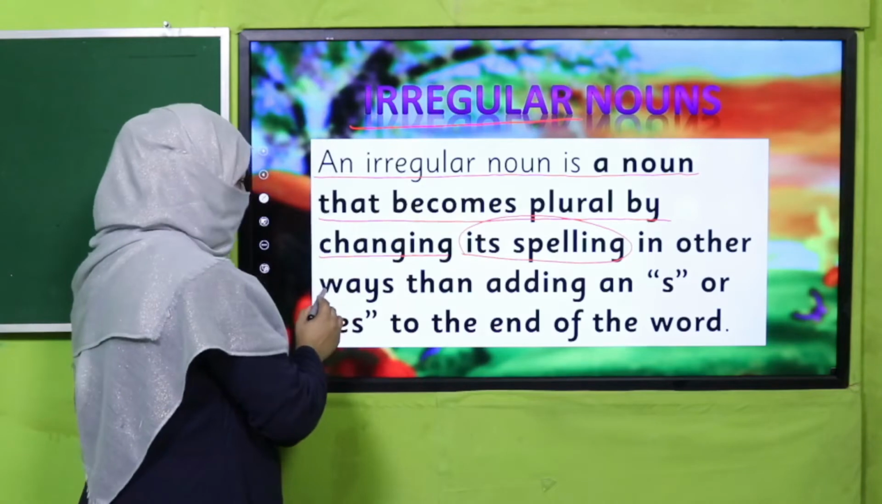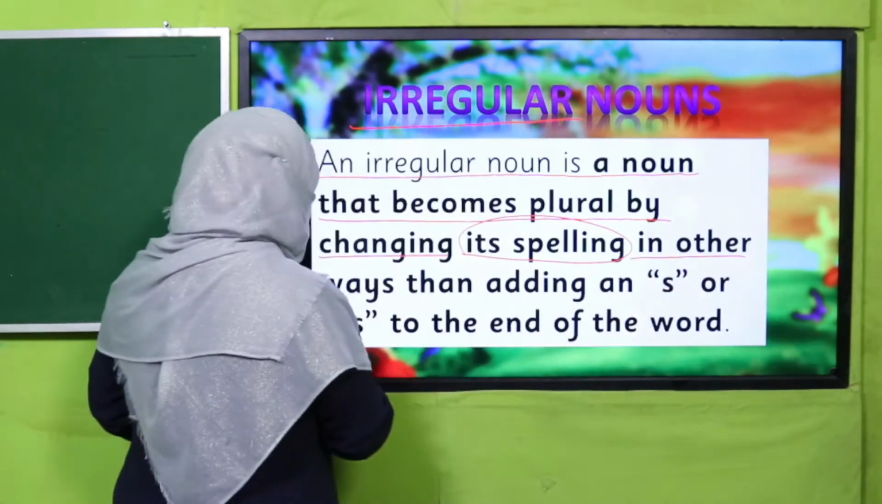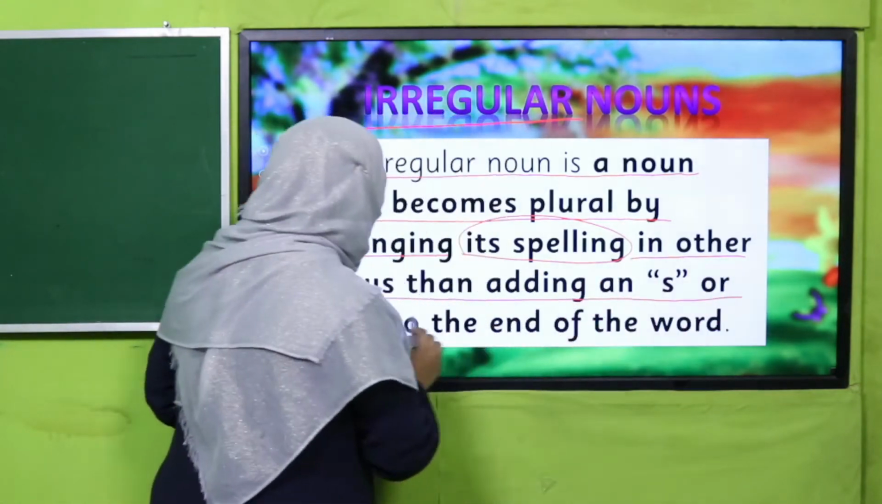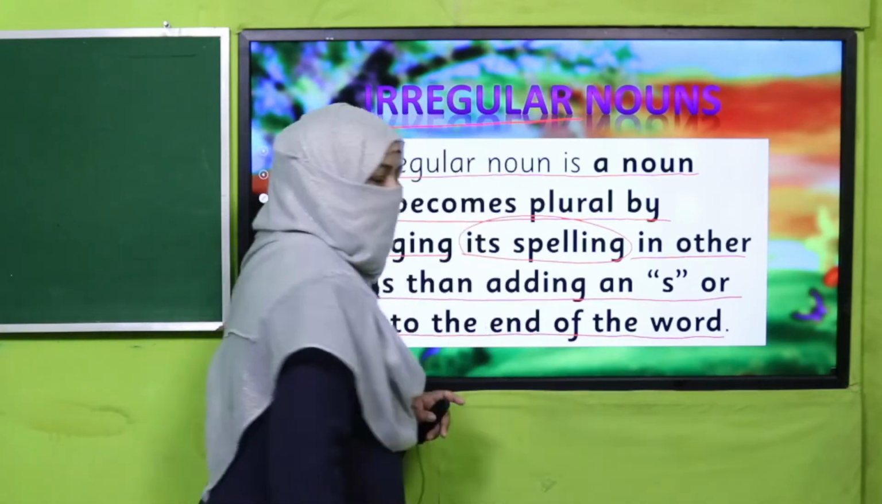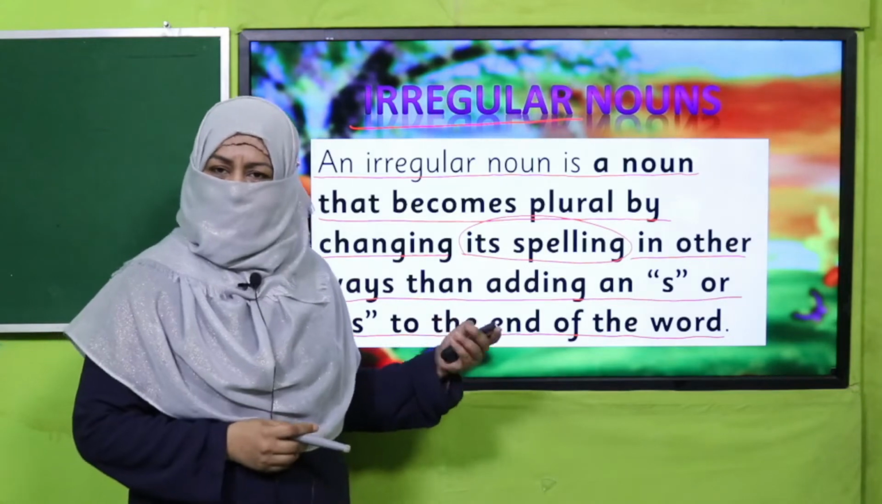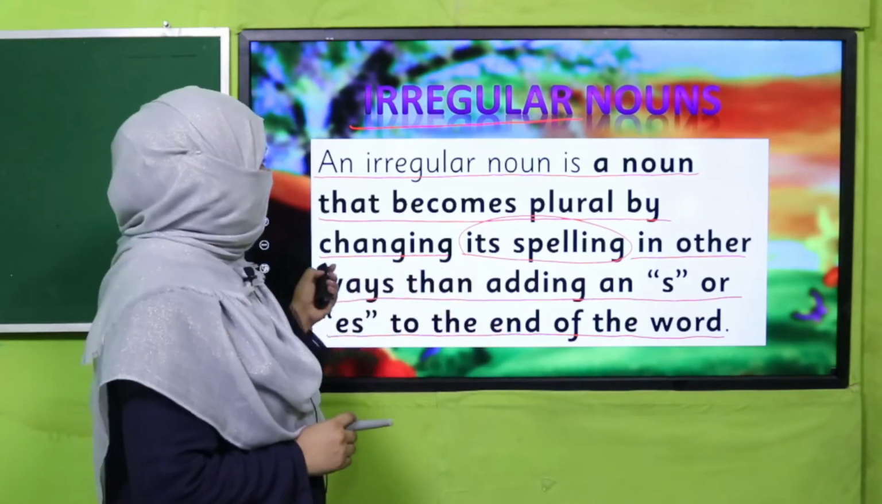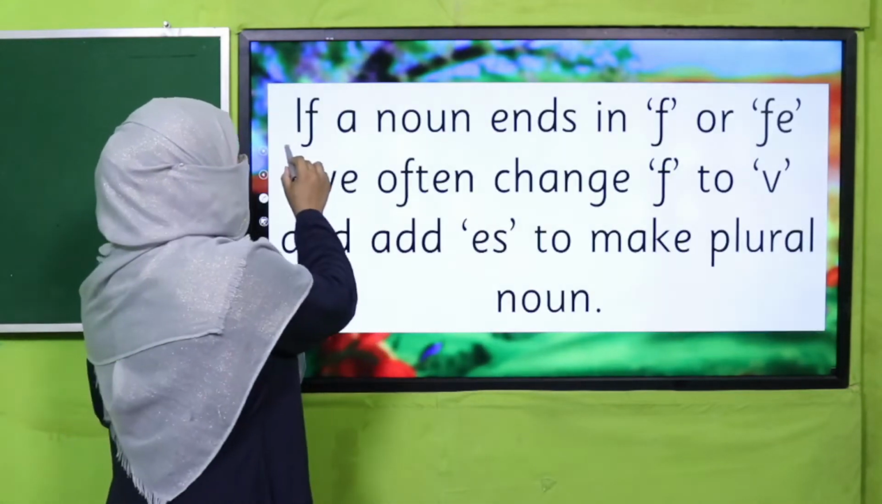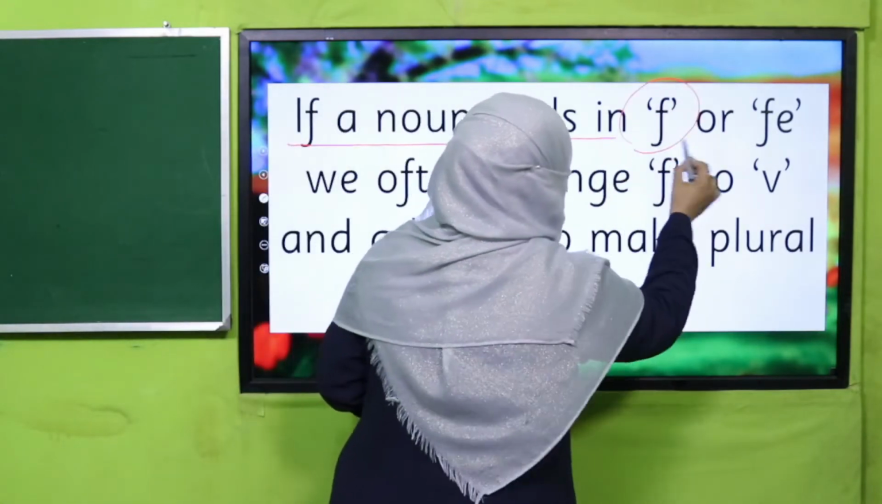Okay. So in other ways than adding s or es at the end of the word. So we don't make its plural by adding s or es. There are different ways. A few of those ways we are going to learn today. So the first rule is if a noun ends in f or fe.